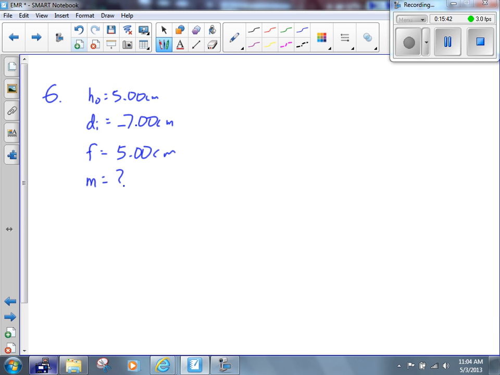So let's find M here. M is equal to HI over HO equals negative DI over DO, but I don't think I have enough information. So let's go back to that equation that I almost always start with. 1 over F equals 1 over DO plus 1 over DI. 1 over 5 is equal to 1 over DO plus 1 over negative 7.00.